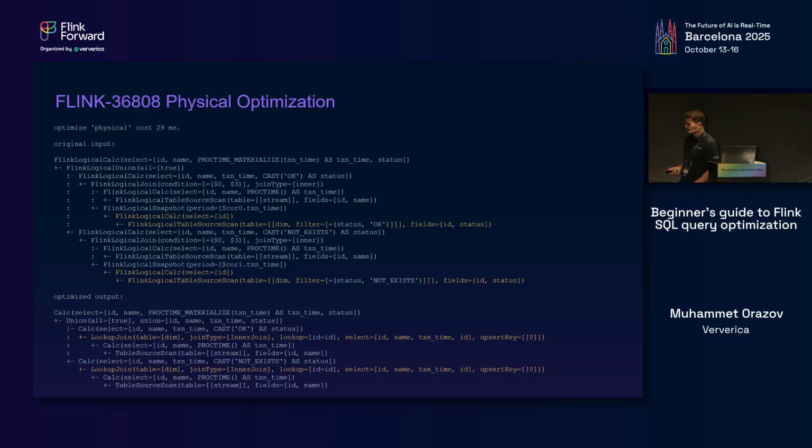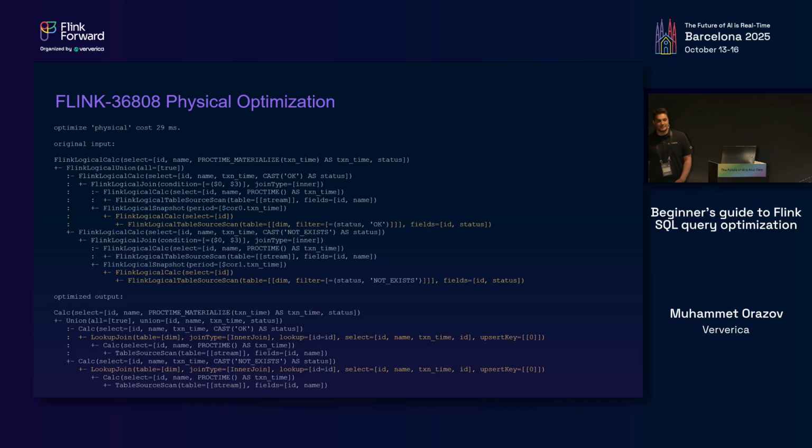For this one, it's OK. The status will be OK. For that one, the status will be not exist. And this is fine because the logical join already considers that the dimension table is filtered out, right? The filter is pushed down to the table source scan. And still, it looks good.